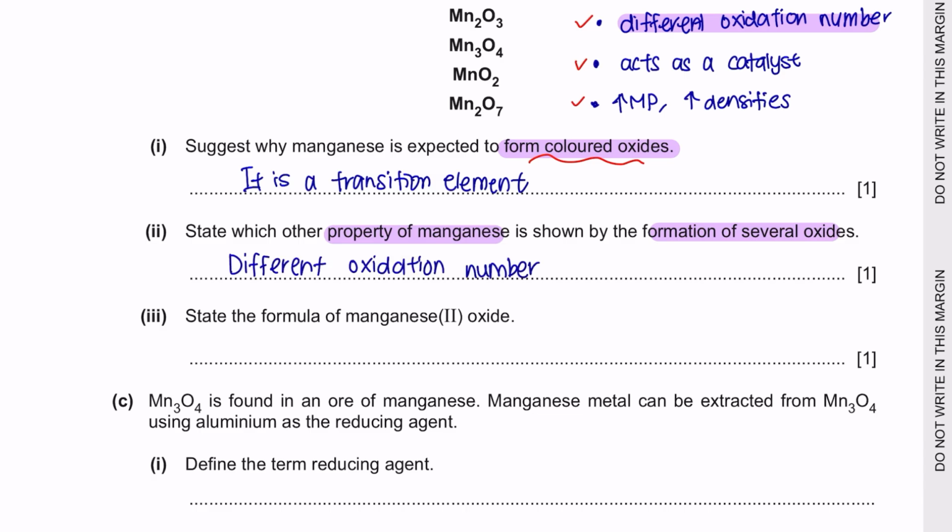Next, part 3, state the formula of manganese oxide. As you can see, the bracket here is Roman 2. This tells us that the oxidation number for manganese is 2+, and oxygen is -2. So when formed together, the top number here would go to this side and the top number here would go to the opposite side, giving us Mn2O2. When simplified, it is just MnO.